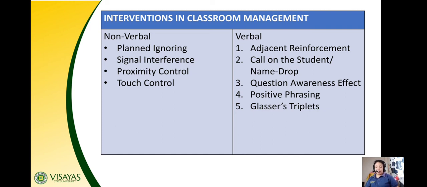Second, signal interference. These are different signal interference. This one. So, sign. Eyes. Kikitaan mo, that is signal interference. Then, we have proximity control. Just like what I said earlier, proximity control, you are going to move toward or near the student. So, lalapitan mo or tatabihan mo. Then, the last is the touch control.